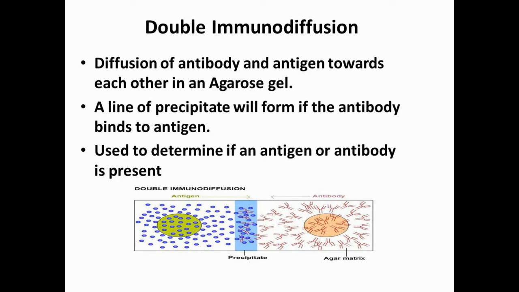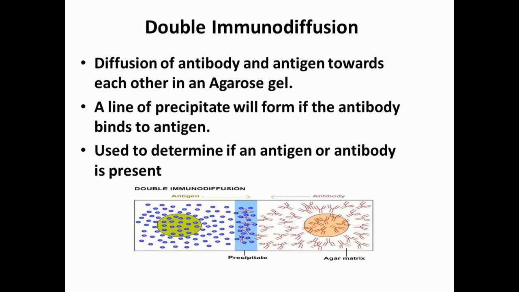And then we'll move on to double diffusion. So what is double diffusion? Double diffusion is classified into double diffusion in one dimension and double diffusion in two dimensions. And then we can look into what double immunodiffusion is. In this, the antigen and antibody will be moving towards each other in the agar gel.